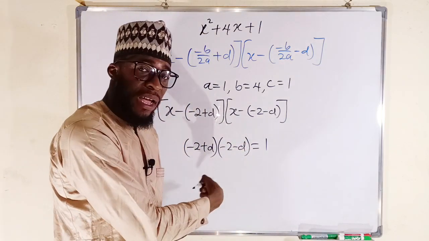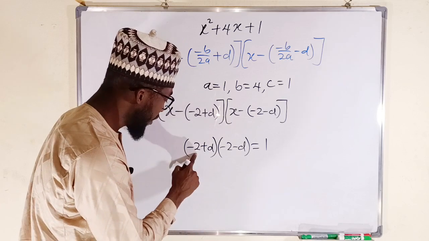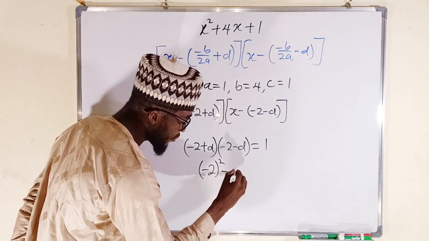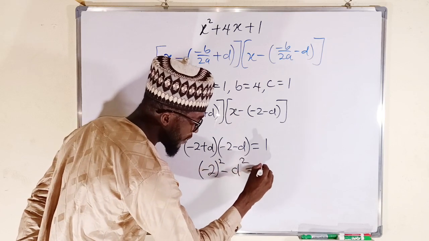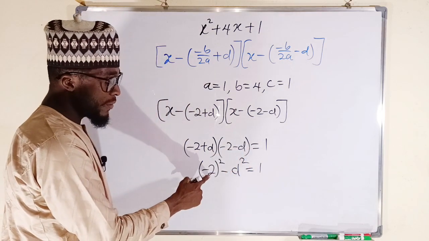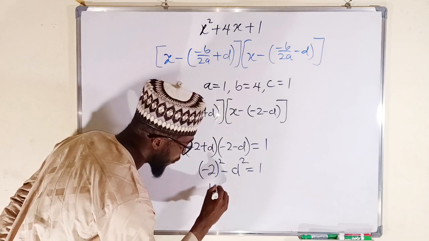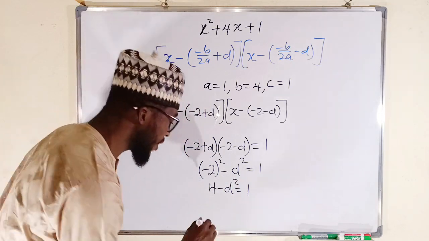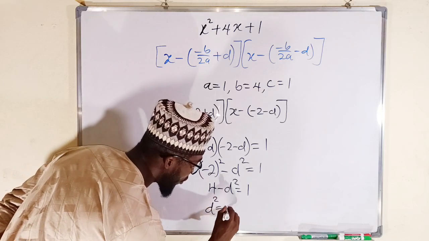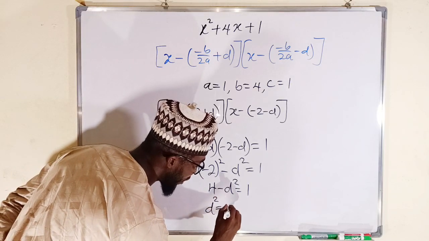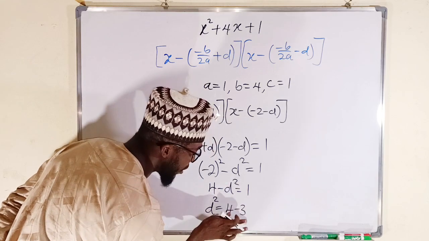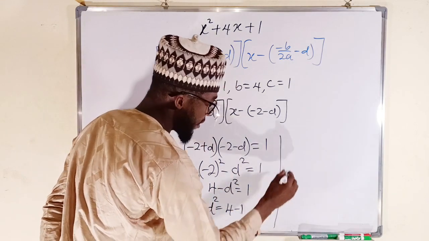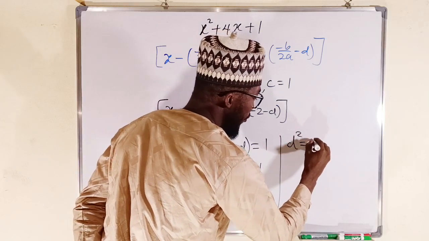And if you observe, these are just difference of 2 squares. Take this, you square that, minus 2 squared. Then you subtract, you take d, you square that, and this is equal to 1. This is 4. We have 4 minus d squared equal to 1. Make d squared the subject. d squared is equal to 4 minus 1, which is 3. Therefore, d squared is equal to 3.